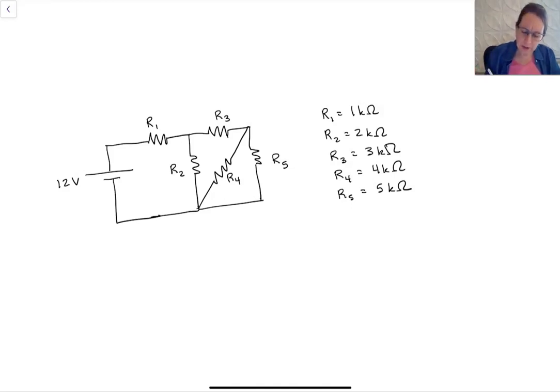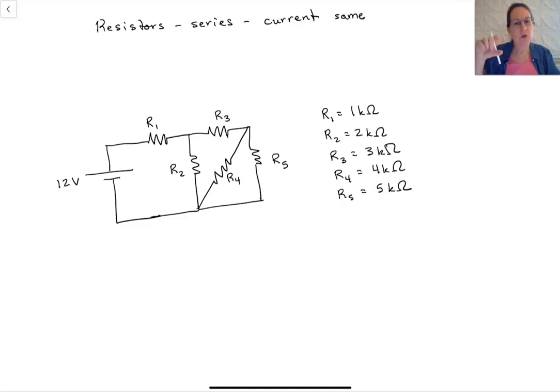So first, when we have resistors in series, what we mean by that is that the current is going to be the same. The current really has only one way to go, and that's through the two resistors that are in series. So the current is the same. The voltage across the resistors can be different, and the equivalent resistance is just the sum of all the resistors that are in series.